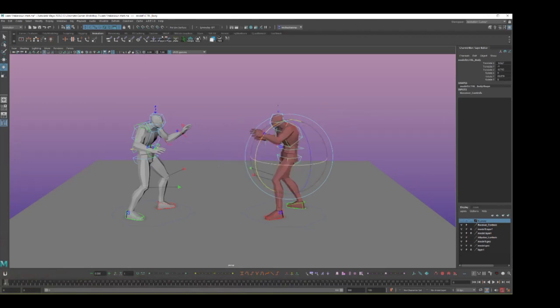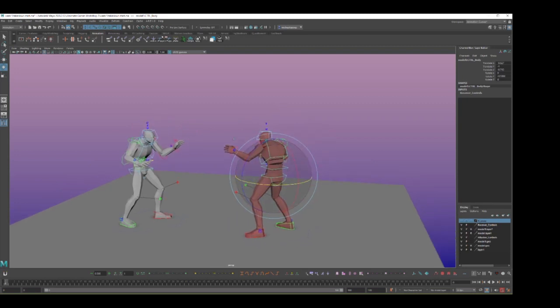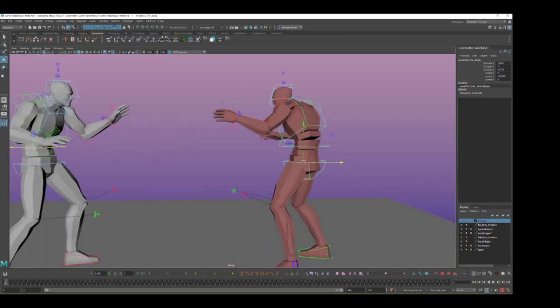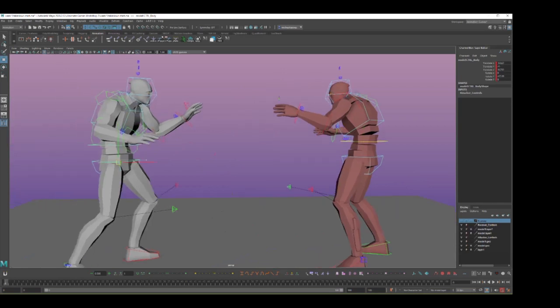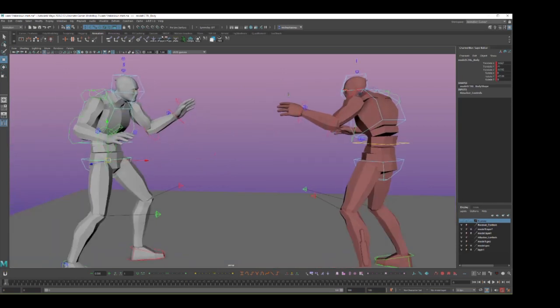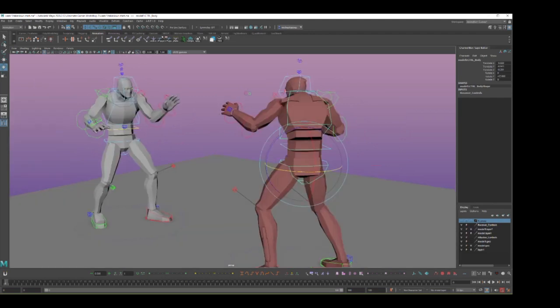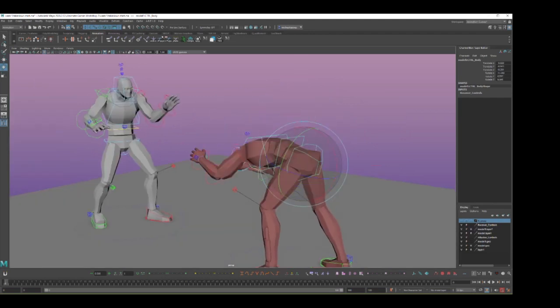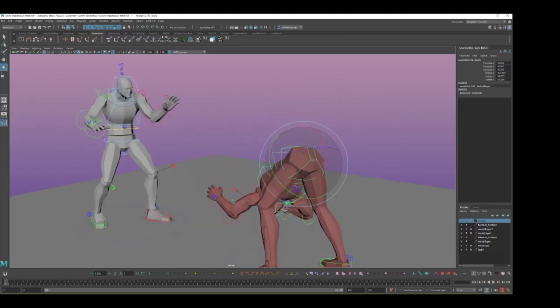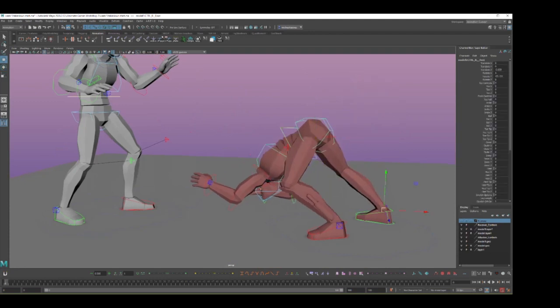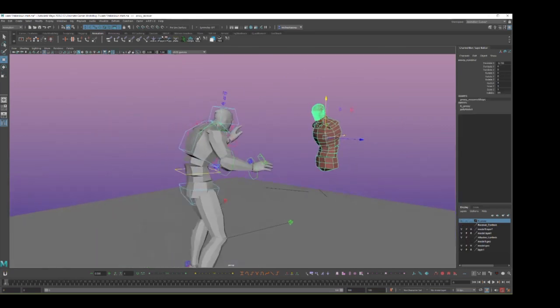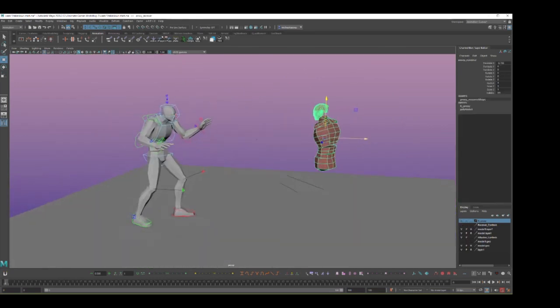But as you can see, manipulating two characters at the same time in Maya is heavy, right? If I have to flip this guy around as he's animating, not only is it heavy, but I also have to bring along all these limbs and try to pose them in place. I'm going to animate the body of the receiver using the proxy.